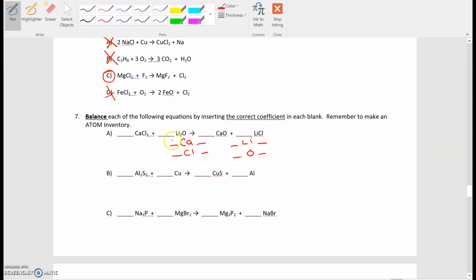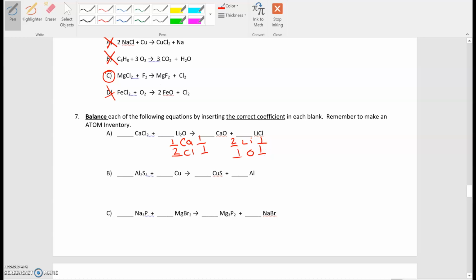On the reactant side, I have 1 calcium. On the product side, I also have 1. I have 2 chlorines on the reactant side, given that I have that subscript of 2. And on the product side, I only have 1, because I have no subscript with it, which means there's just 1. For lithium, on the reactant side, I have a subscript of 2, so that means I have 2. And on the product side, I have 1. And then I have 1 oxygen and 1 oxygen.